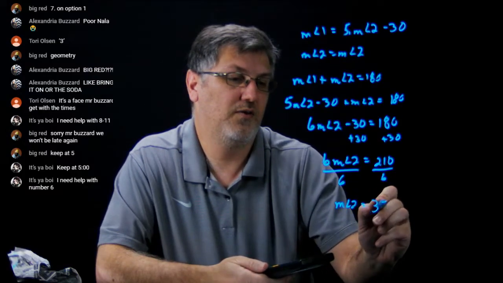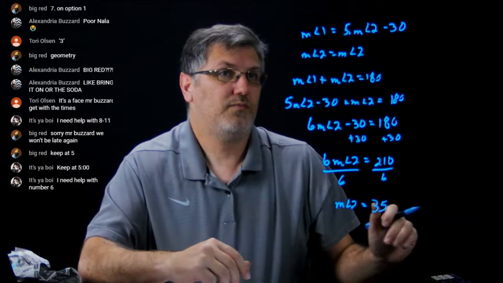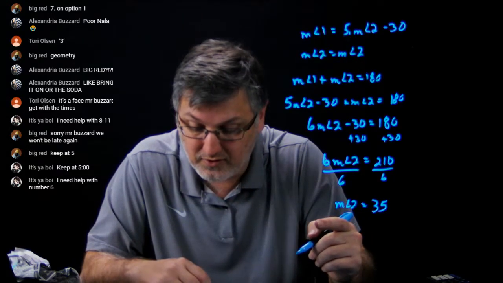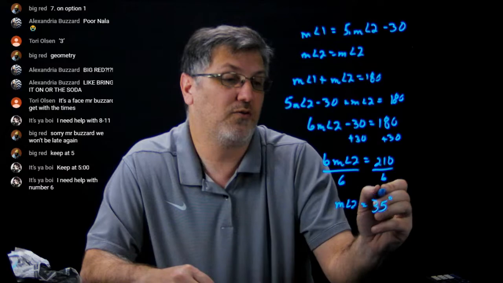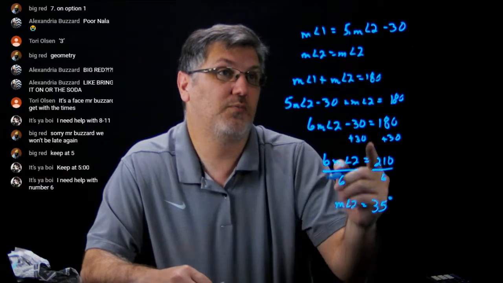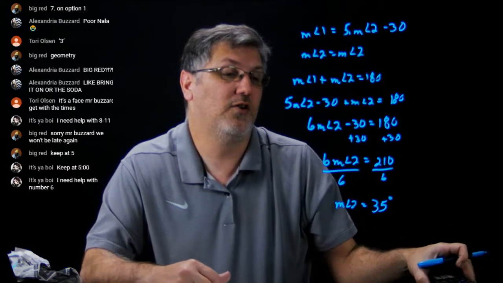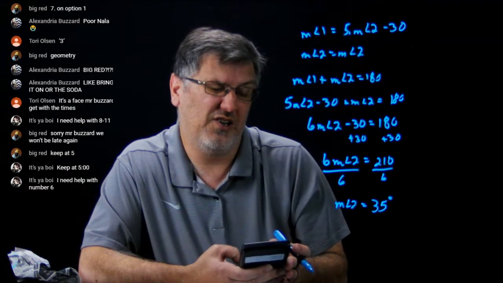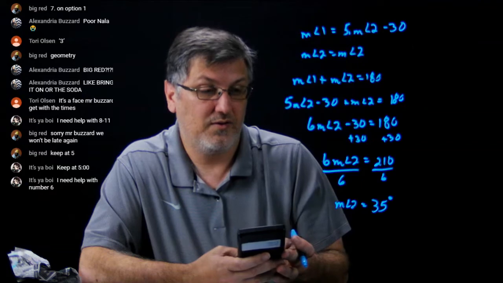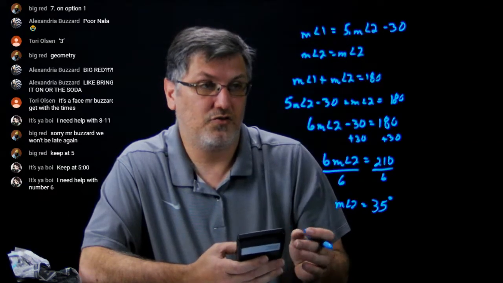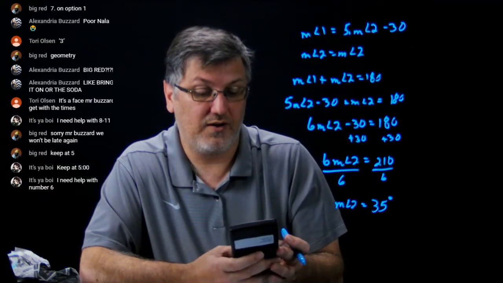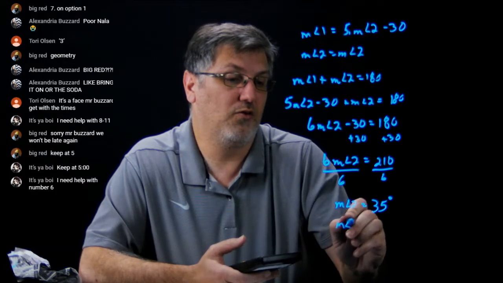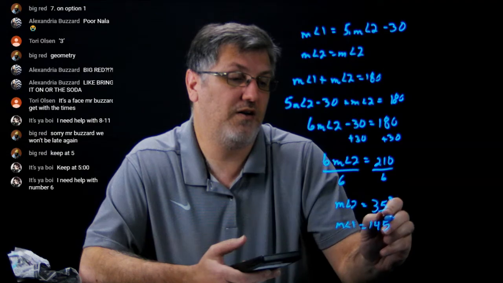$35. So the measure of angle 2, and then it says find the 2. So one of them is 35 degrees, and the other one should just simply be 5 times 35 minus 30, or 180 minus 35, which should be 145. The same thing as 5 times 35 minus 30. So the measure of angle 1 is 145 degrees.